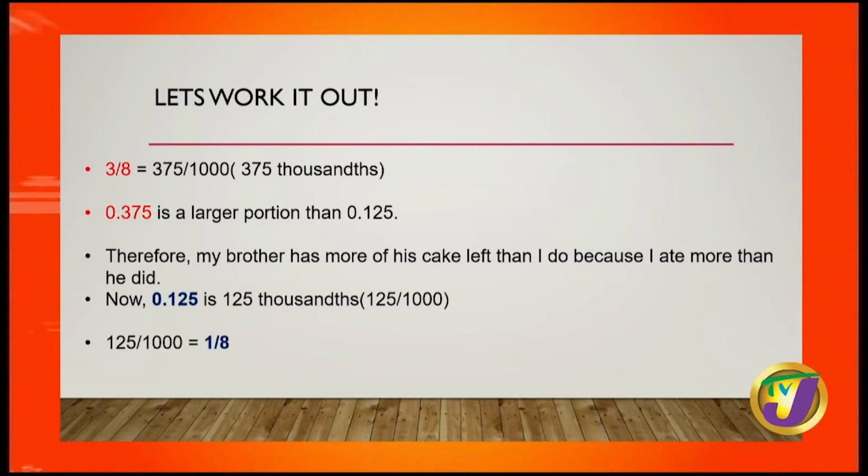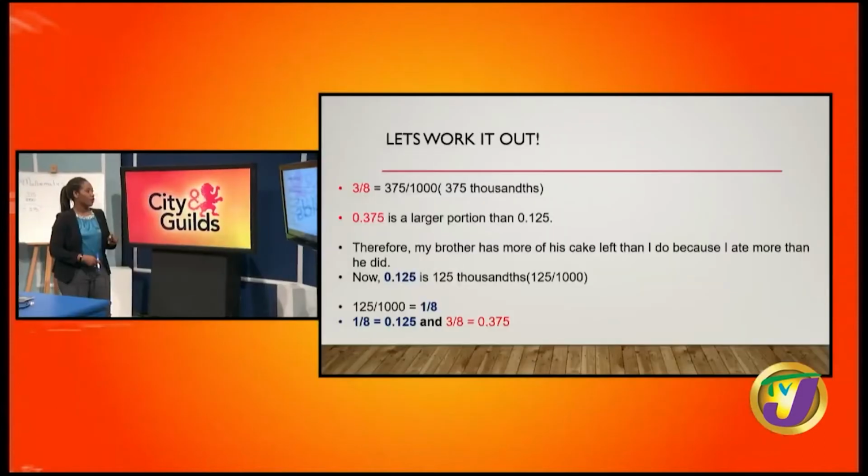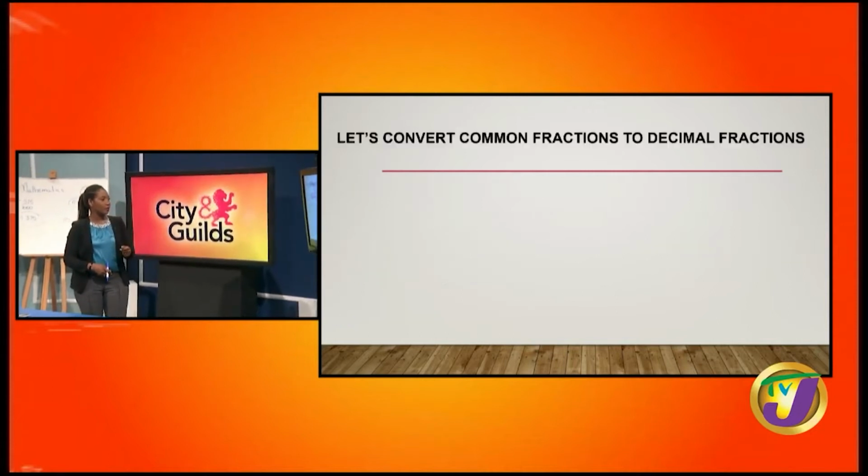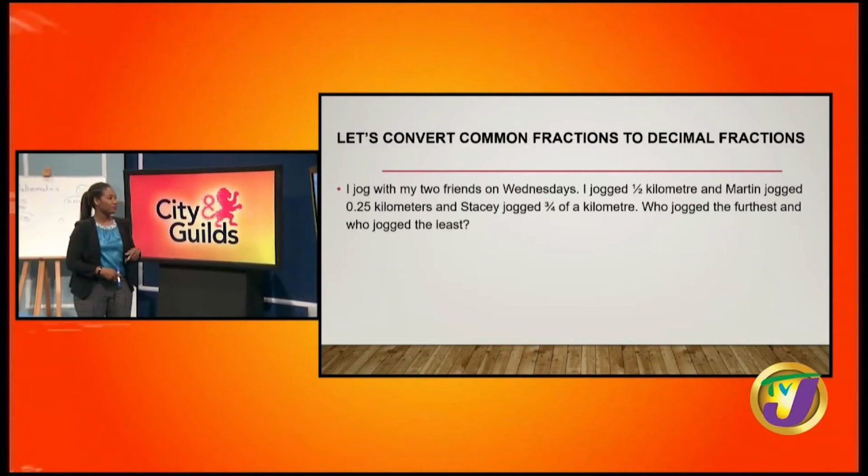So I went further to show you that 0.125, 125 thousandths, is the same as 1/8. So if we were to look at it as common fractions, 1/8 is less than 3/8, which confirms that I'm the one that ate most of my cake. All right, or more of my cake. It's just two of us. All right, so there you go. Let's just move to the next one.